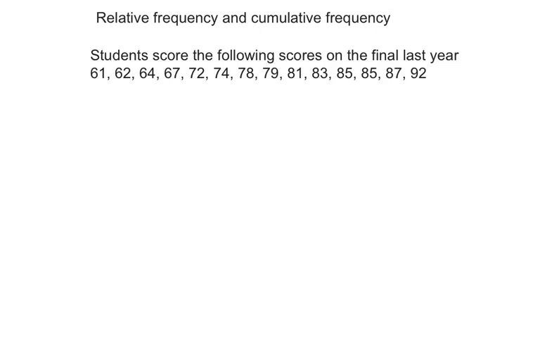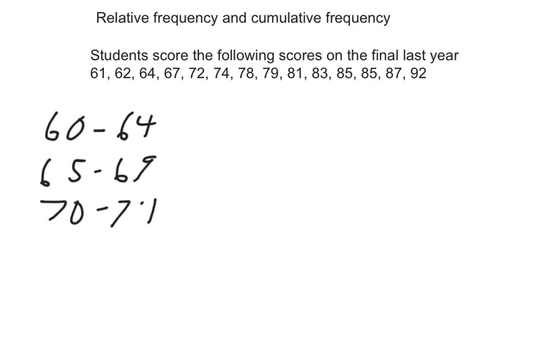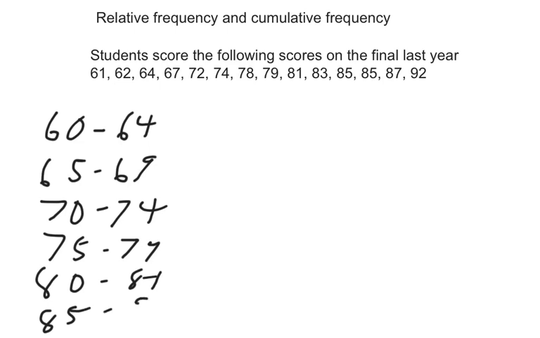Alright, today we're going to briefly talk about relative frequency and cumulative frequency. So, we got another list of test scores, and I'm going to have from 60 to 64, from 65 to 69, from 70 to 74. Once again, using the same range for each of my groups, 80 to 84, 85 to 89.